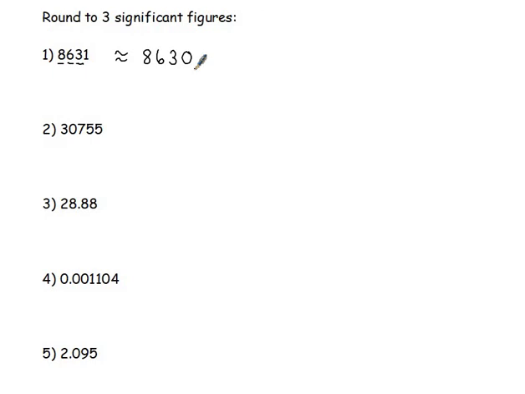Second one, we've got 30,755. So remember, 3 significant figures. So our first significant figure is the 3. Remember what we said, the 0 counts here because it hasn't started with a 0, it started with a 3. So we've got our first significant figure as the 3, then the 0, and our third significant figure is the 7. So we've got 3, 0, 7 as our 3 significant figures.